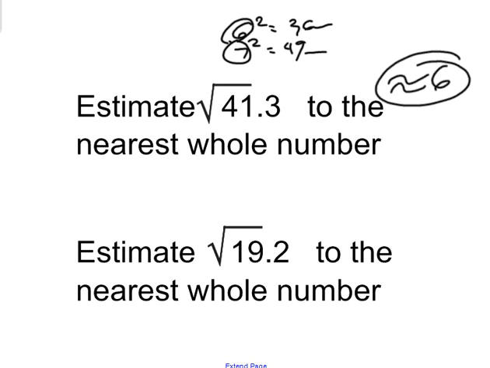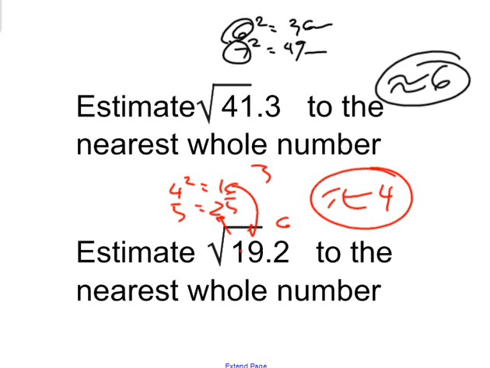Estimate the square root of 19.2 to the nearest whole number. Well, I'm going to try 4. 4 squared is equal to 16. That's too small. 5 squared is equal to 25. That's too big. If I look at the difference here, 16 to 19 is about 3 units. 19 to 25 is about 6 units, so it's closer to 4, so I'm going to say it's approximately 4.